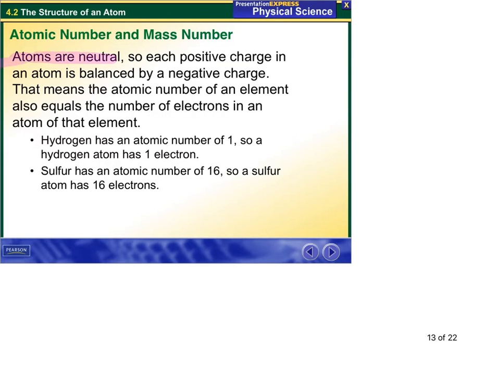Atoms are neutral, so each positive charge has to be balanced out by a negative charge. It means the atomic number of an element is also equal to the number of electrons in an atom of that element. So hydrogen has atomic number 1, meaning it has one proton, so it also has to have one electron. Sulfur, atomic number 16, has 16 electrons and 16 protons.